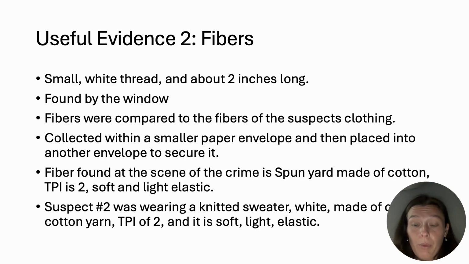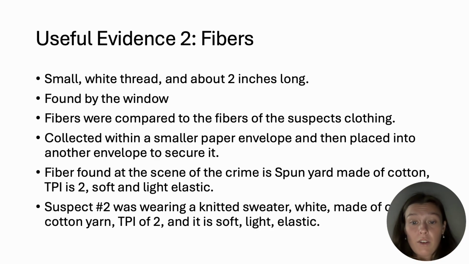Useful evidence 2 was fibers found. The fibers were small, white thread and about 2 inches long, found by the window. Fibers were compared to the fibers of the suspect's clothing, collected within a small paper envelope and then placed into another envelope to secure it.